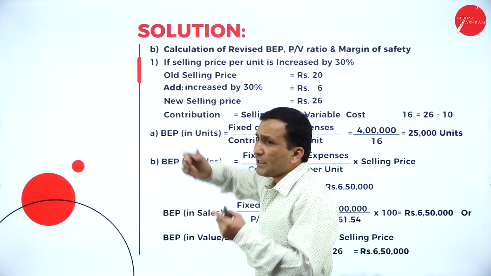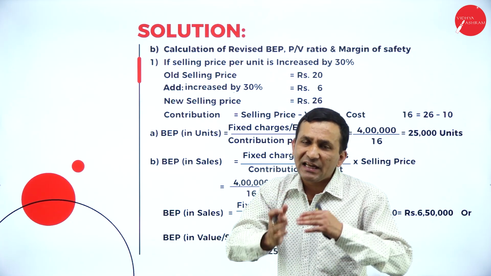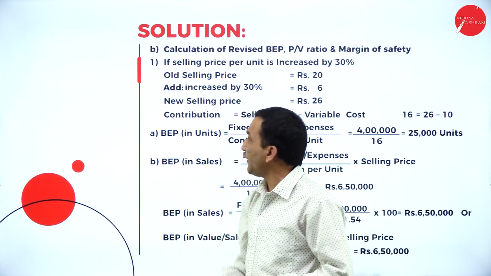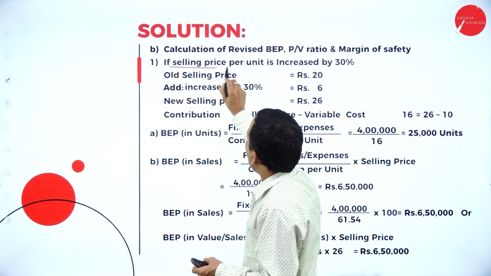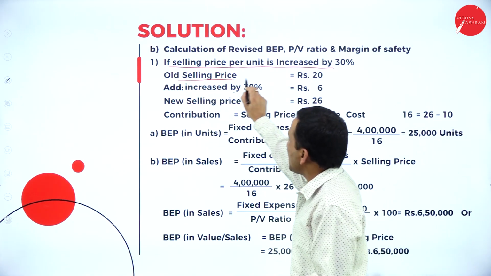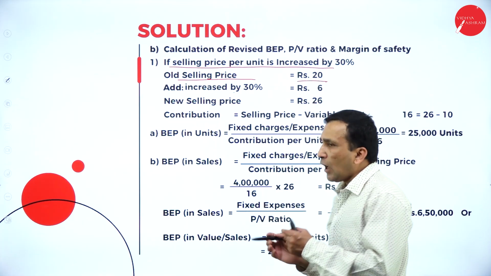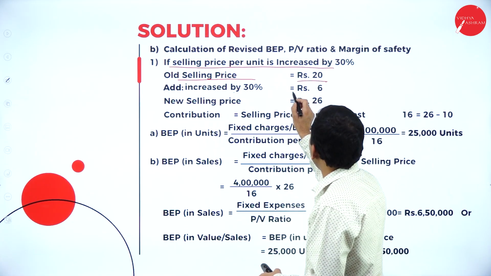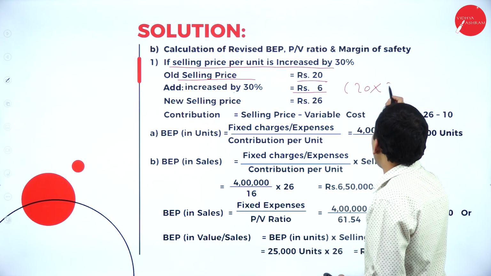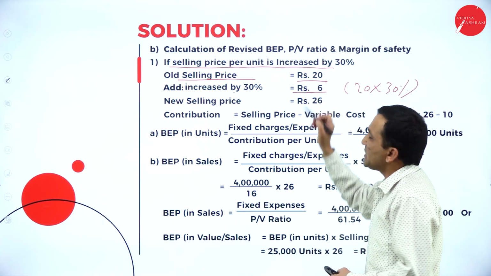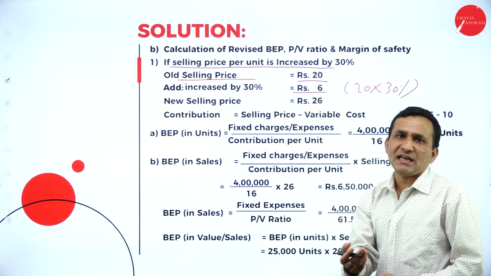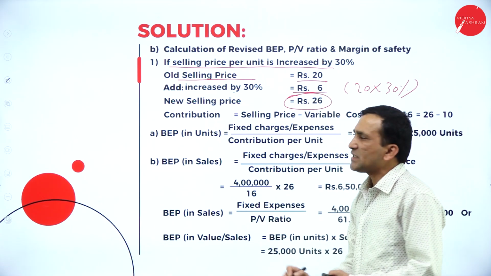Of course, if you increase or decrease the price, there are changes in the BEP and PV ratio as well as the margin of safety. Here, for the first question, the selling price per unit increases by 30%. The old selling price in the question is 20, and a 30% increase means we get 6 rupees. How do we get 6 rupees? 20 into 30%, easily we get 6 rupees. Adding together, the selling price is increased, and the new selling price is 26.